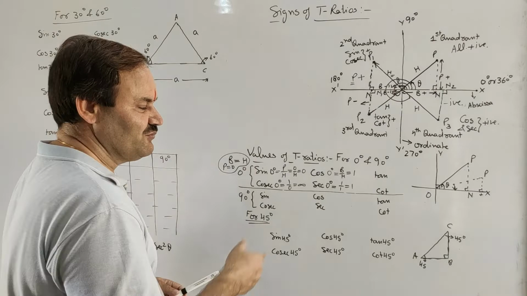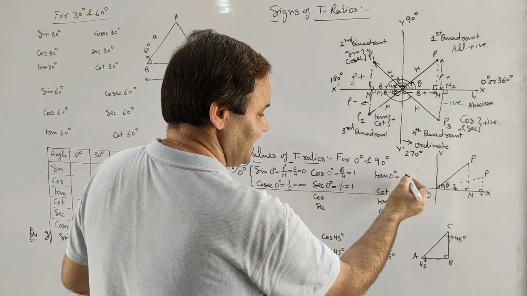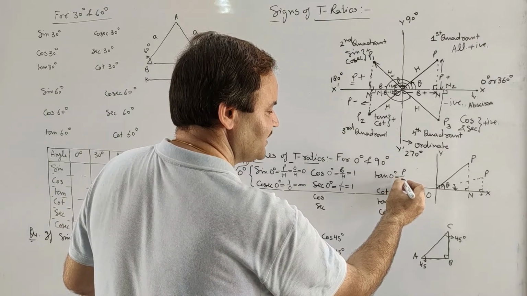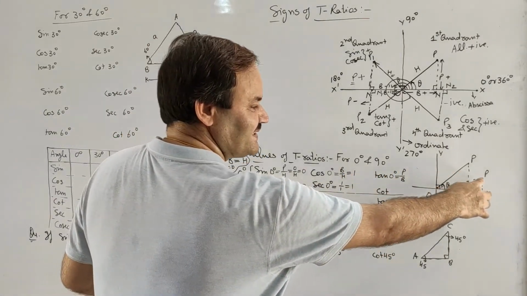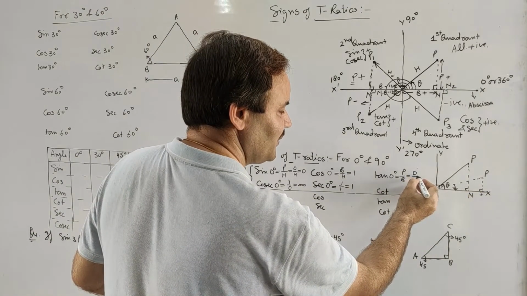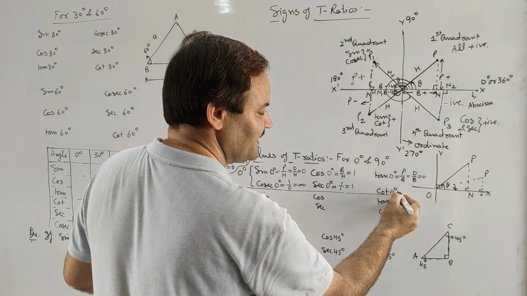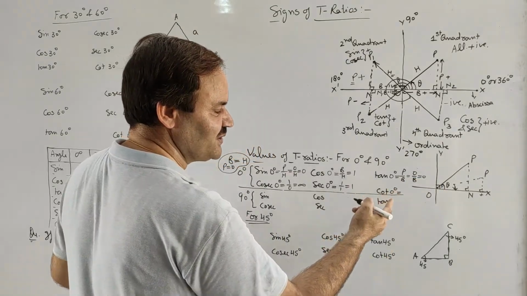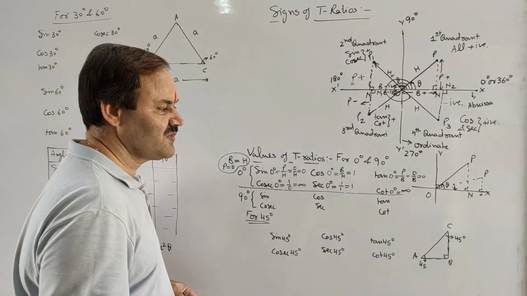Now we come to tan 0 degree. Tan is perpendicular upon base, and perpendicular in this case will become 0. So it will become 0 upon b, that is 0, and cot 0 degree will be reciprocal of tan 0 degree, that is 1 upon 0, that is infinite.